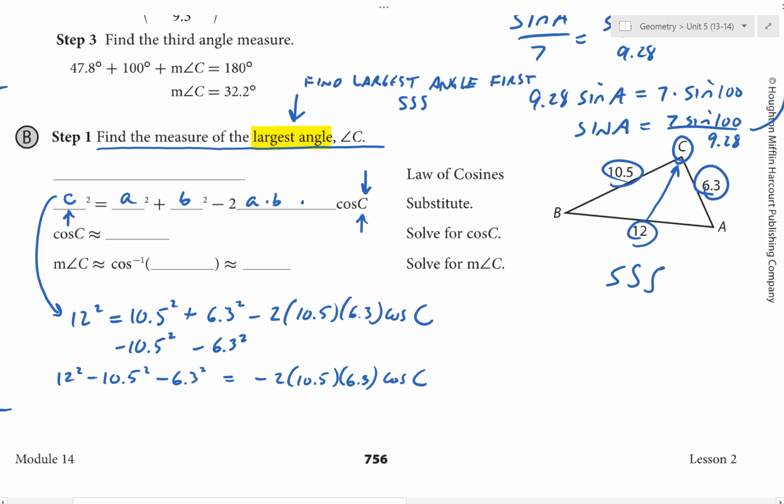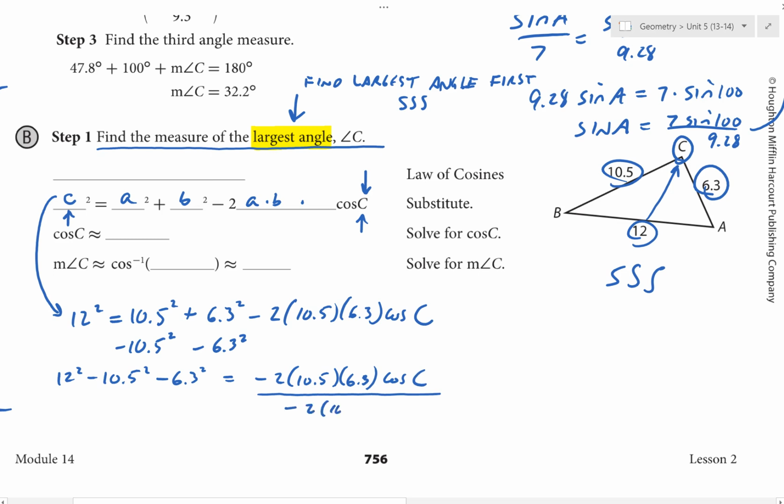And then what would the next algebraic step be? How do we get cosine C by itself? We will eventually, but how do I get rid of the numbers that are in front of that, Wesley? We divide the whole equation by negative 2 times 20. Right, so we're going to have to divide this stuff out.